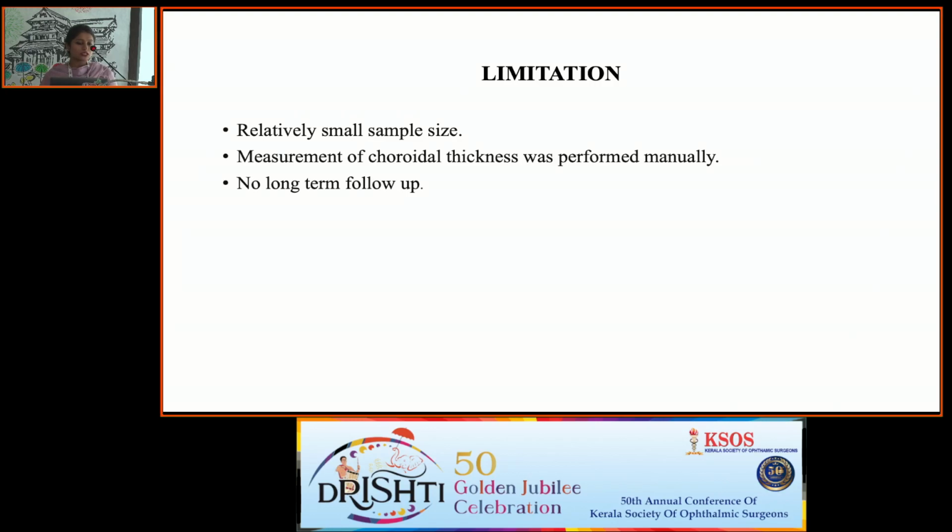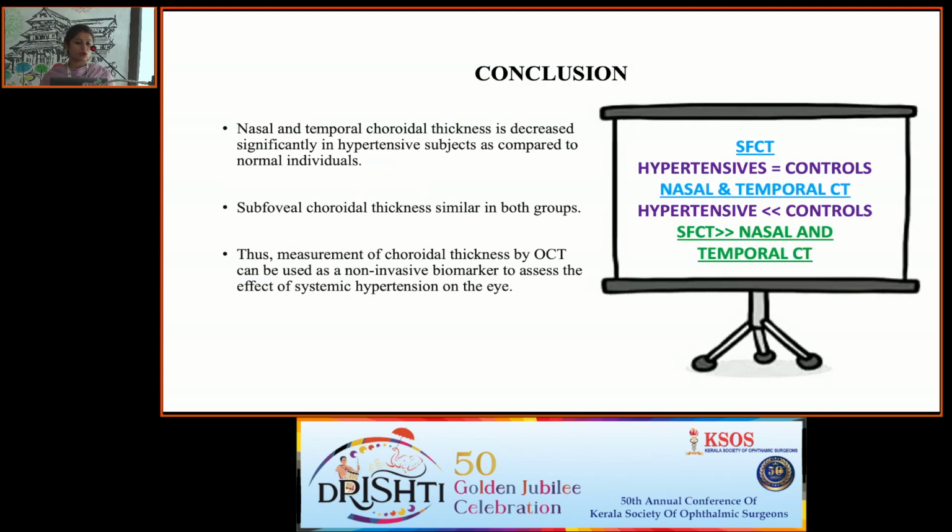We had some limitations, that is, we had a relatively small sample size. The measurement of choroidal thickness was done manually, and there was no long-term follow-up.